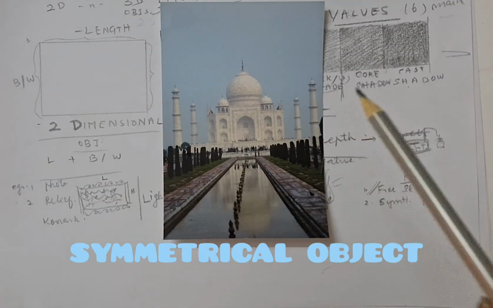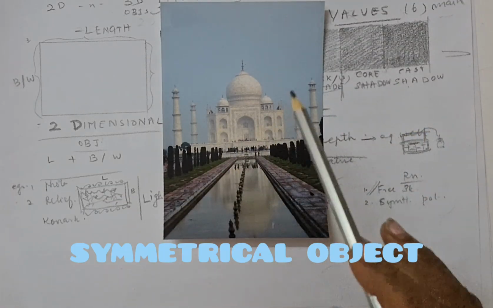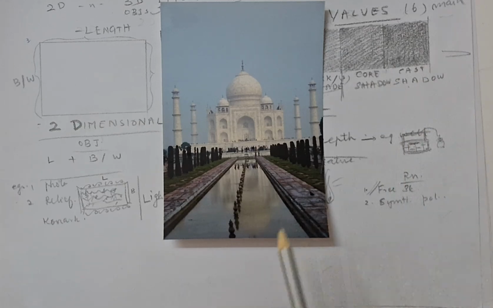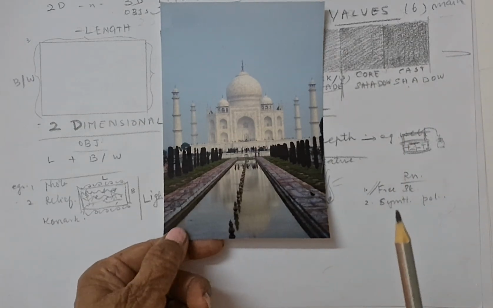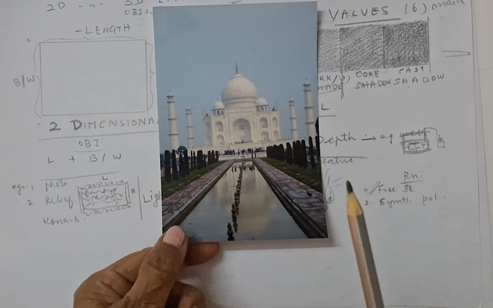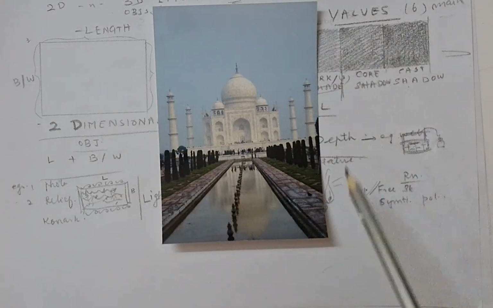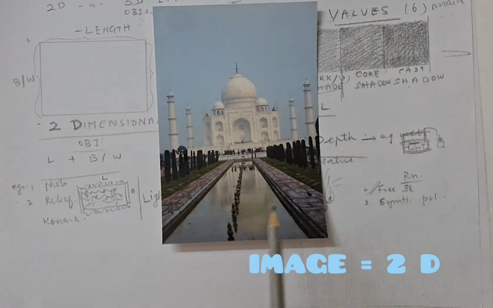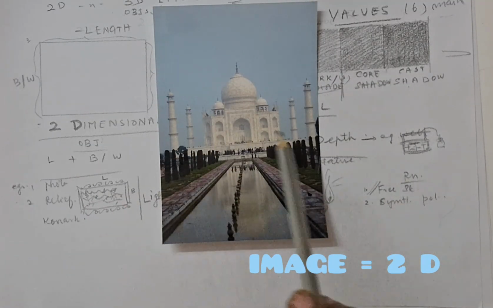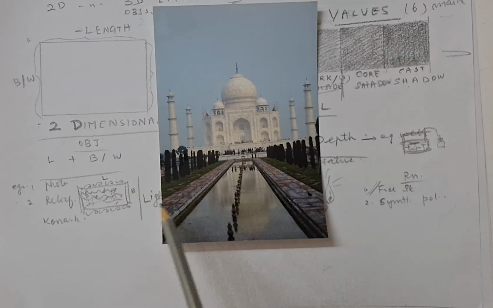We will not take it as a monument. It is an object. Let's think that way, right? Like a still life pot. This is symmetrical. You have only two dimensions here. You cannot go around this image. This is a picture, and see the Taj Mahal.